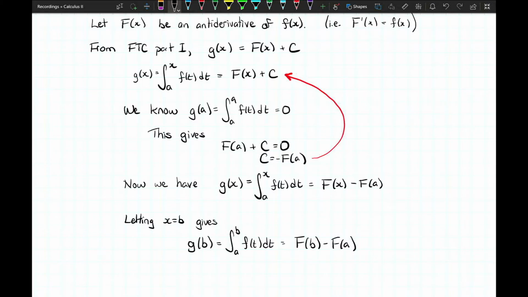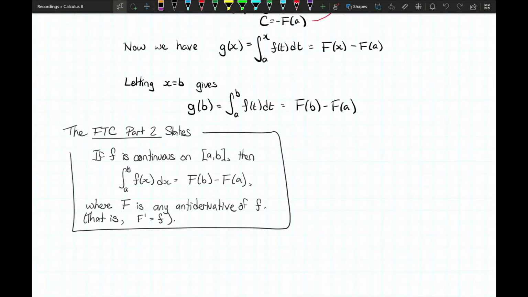Finding an antiderivative is a little bit tricky, but it means that we can find the definite integral of a function over the whole interval from a to b simply by taking an antiderivative of f, plugging in the endpoints and subtracting. And that's going to give us our fundamental theorem of calculus part 2.